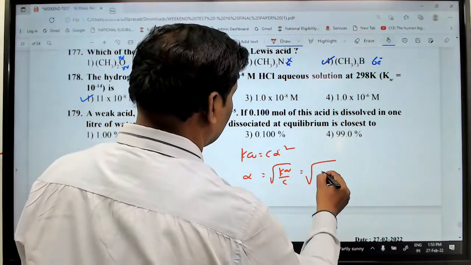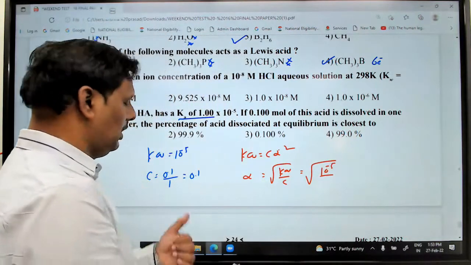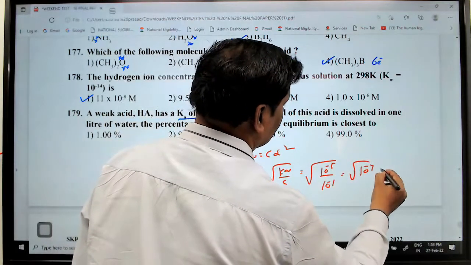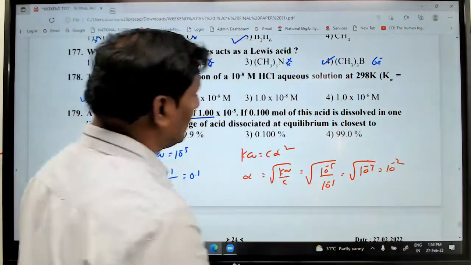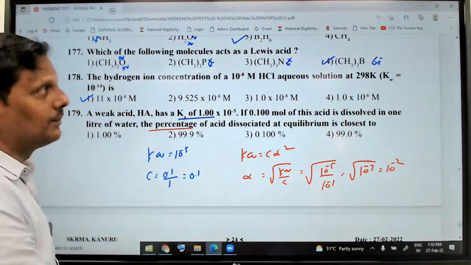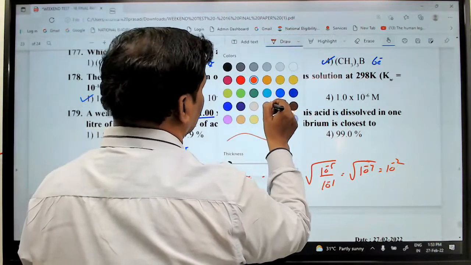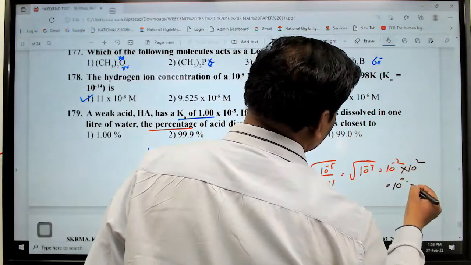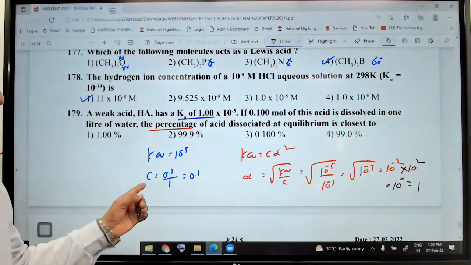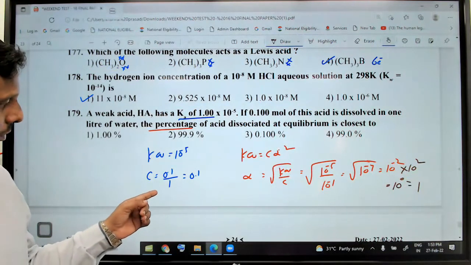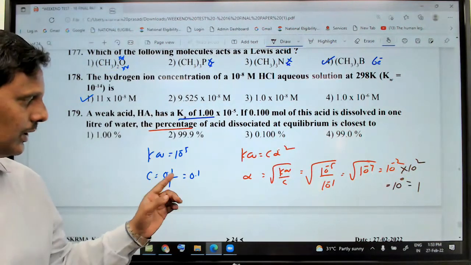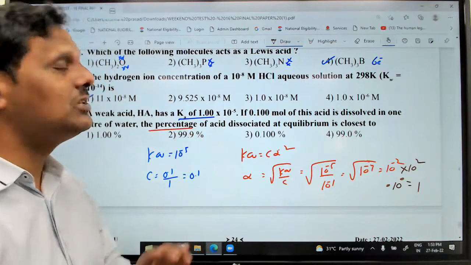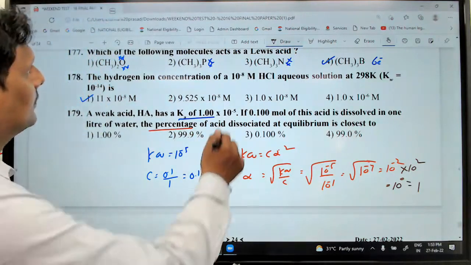अच्छा, Ka is equal to 10 power minus 5. Concentration 10 power minus 1. 10 power minus 4, which is equal to 10 power minus 2. But they are asking percentage. They are asking percentage means into 100. देखो, Ka value is given है. C, number of moles per unit volume. 0.1 mole 1 liter, 0.1 concentration. अच्छा, K is equal to C alpha square है. Alpha calculate किया, but percentage means into 100 से multiply करना. 179.